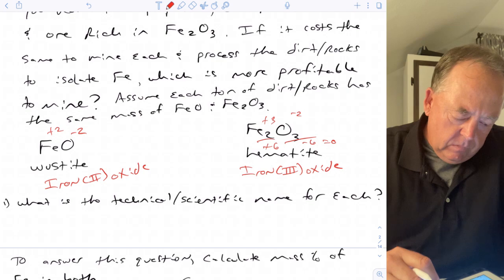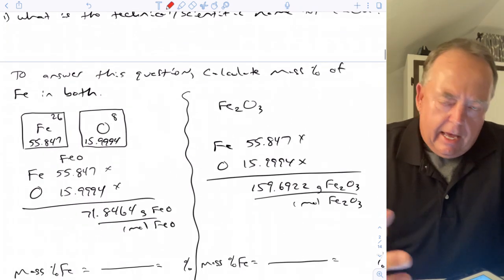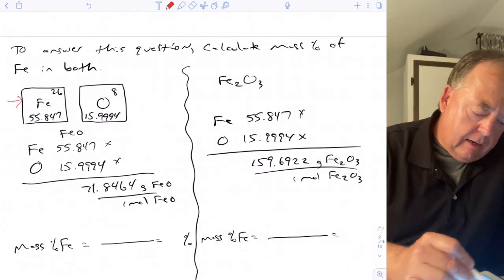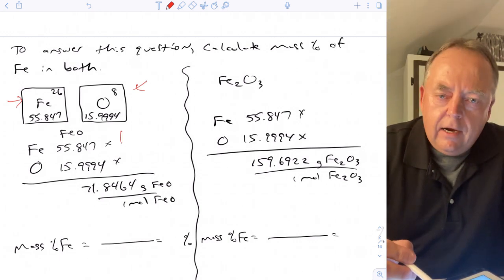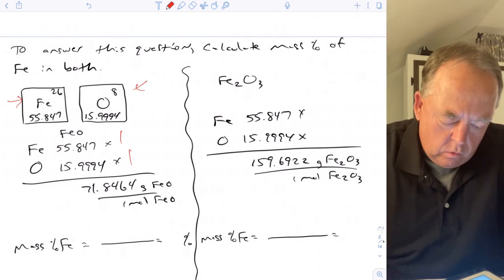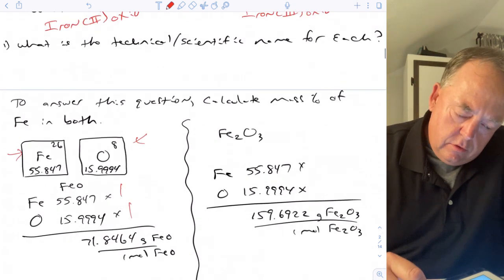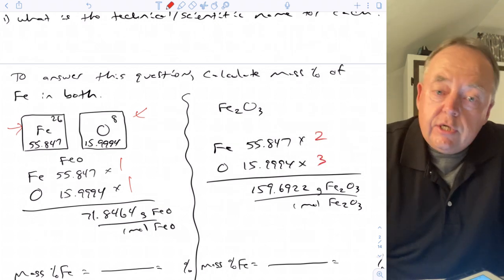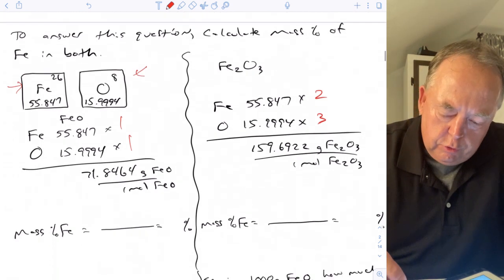Okay, so how are we going to figure out which is more profitable to mine? We're going to calculate mass percentages. So use your periodic table, look up iron, look up oxygen. So 55.847, and there's 1 iron in iron(II) oxide, and there's 1 oxygen. If you add that up, you get 71.8464 grams per mole. And for iron(III) oxide, hematite, there's 2 irons and 3 oxygens. If you multiply that out and add them up, you get 159.6922 grams per mole.